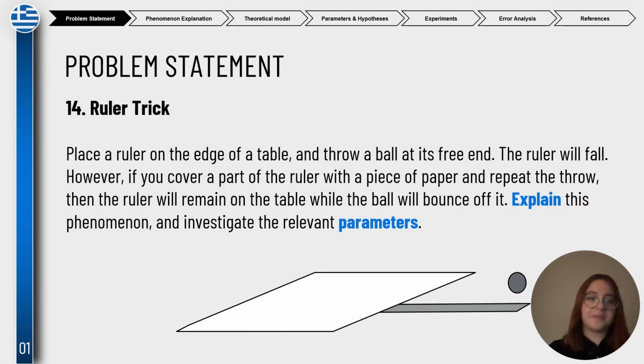The problem statement is, place your ruler on the edge of a table and throw a ball at its free end. The ruler will fall. However, if you cover part of the ruler with a piece of paper and repeat the throw, then the ruler will remain on the table while the ball will bounce off it. Explain this phenomenon and investigate the relevant parameters.